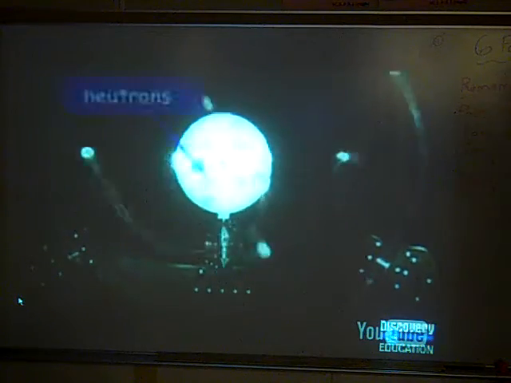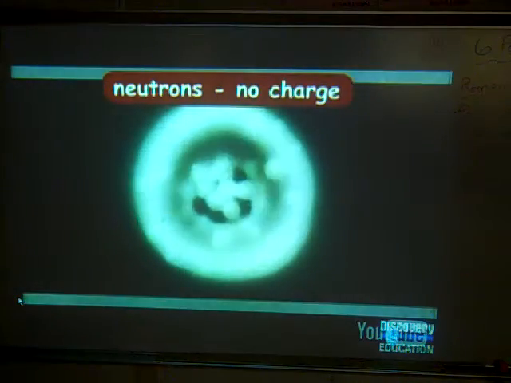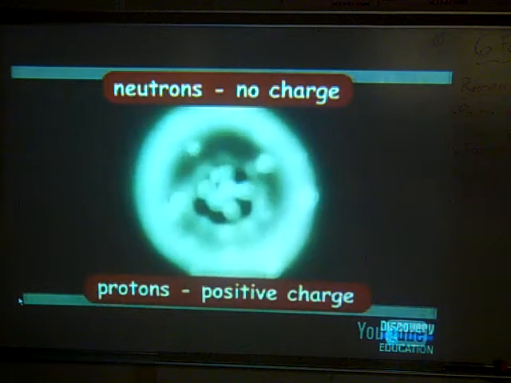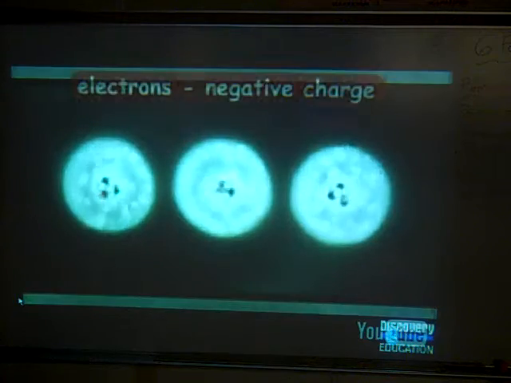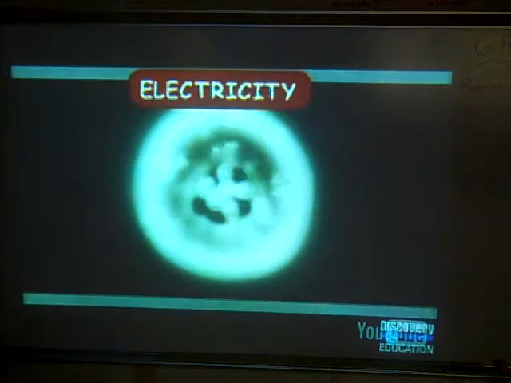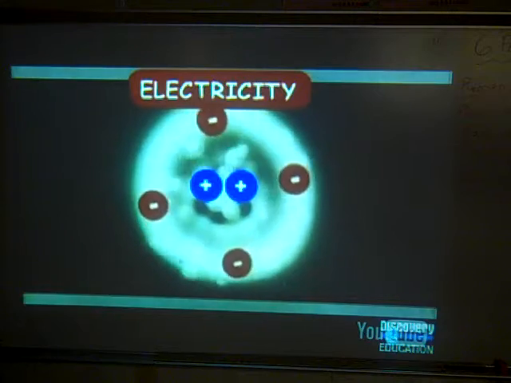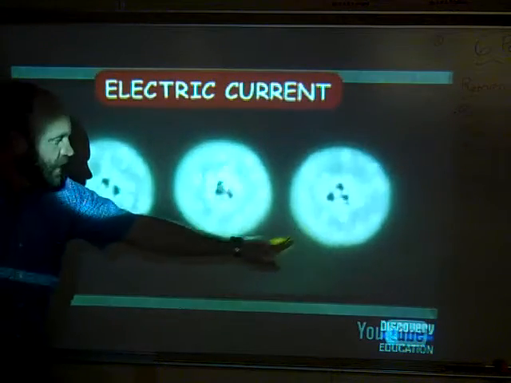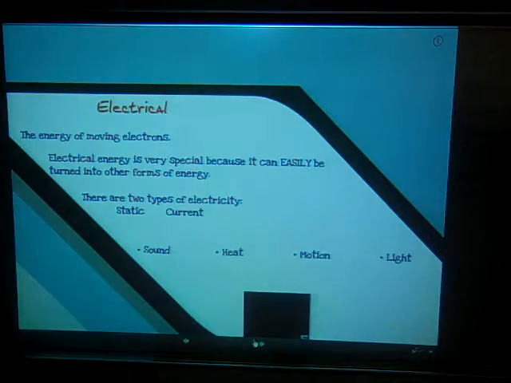Atoms are made up of neutrons, protons, and electrons. Neutrons have no charge and protons are positively charged. Both stay in the nucleus, the center of an atom. Electrons are negatively charged and they can jump from one atom to another. See it hopping from one to the next? Electricity is the interaction of electrons and protons. Electric current is the movement of electrons from atom to atom. Lightning.